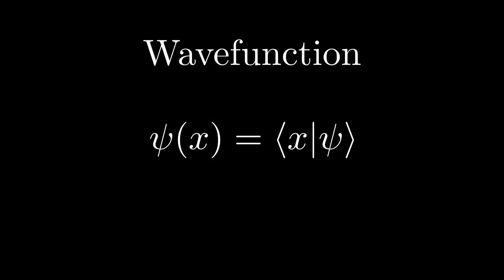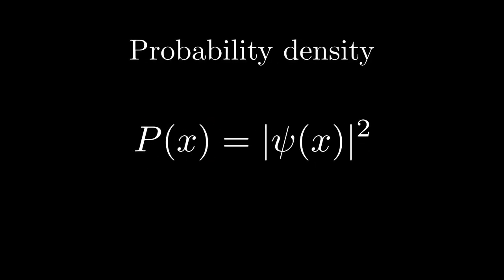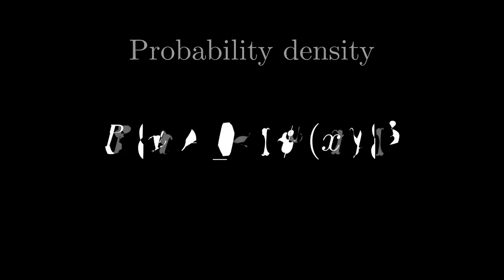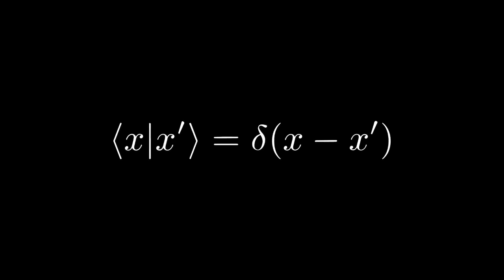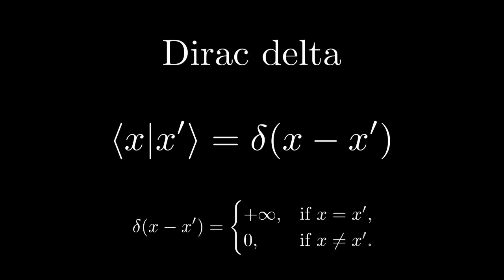The modulus square of the wave function is the probability density instead of probability in the discrete analog. The inner product is, by analogy, the integral displayed on the screen. The Kronecker delta expressing the orthonormality of the basis ket is now replaced by a Dirac delta. The Dirac delta is a rather strange function. We'll look at this function in more detail in the next chapter.